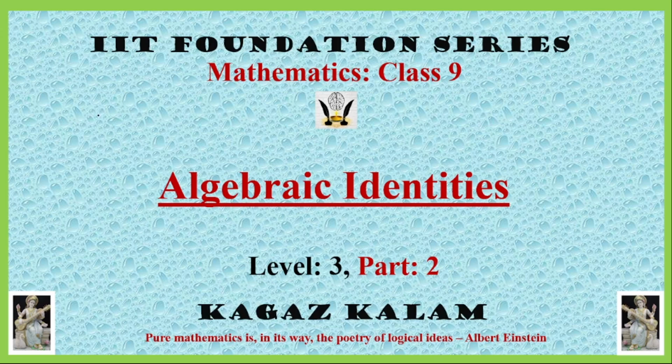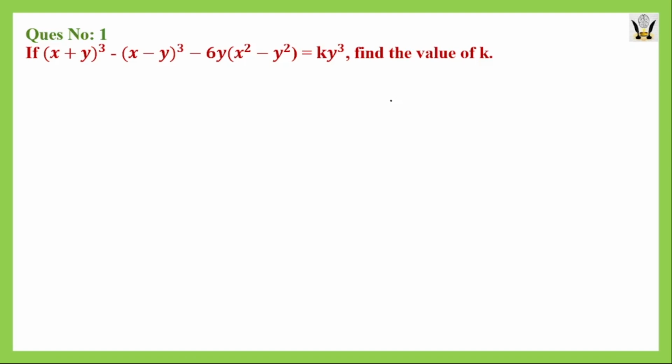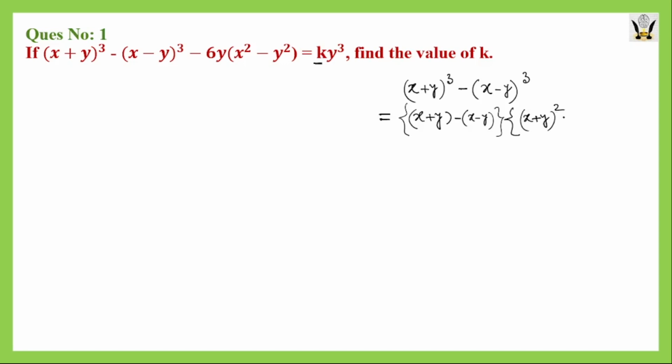In today's class, we will solve a few more important problem sums based on algebraic identities. Here, from the given equation, we have to find the value of k. The first two terms are in the form of a cube minus b cube. So if we apply that identity, it will be (a minus b) times (a square plus ab plus b square).